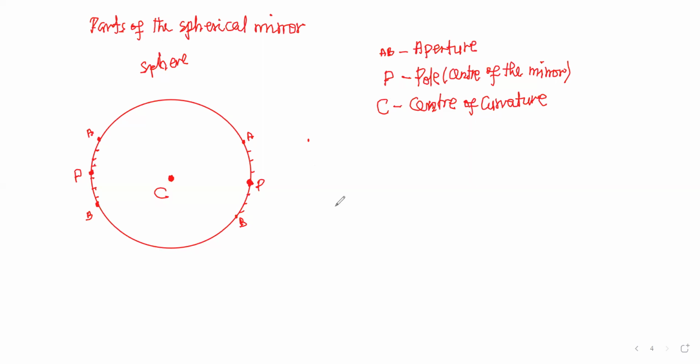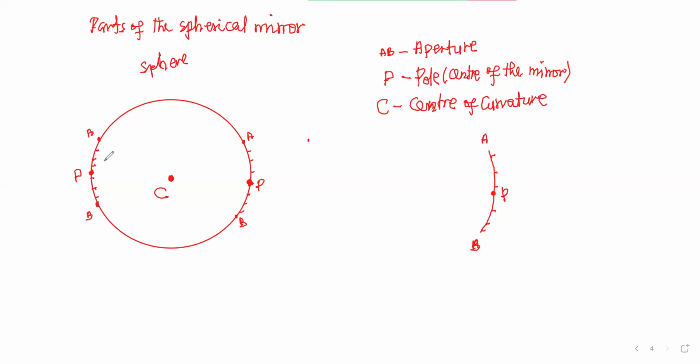So we have the center of curvature, which is the center of the sphere. Please, not the center of the mirror, but the center of the sphere. So when you draw a mirror, whether concave or convex, you must indicate the center of curvature. We'll be going deeper into it. So AB is the aperture, then the midpoint of the mirror itself, which is the pole. Then you must indicate whether it's concave or convex by coating one side of it.